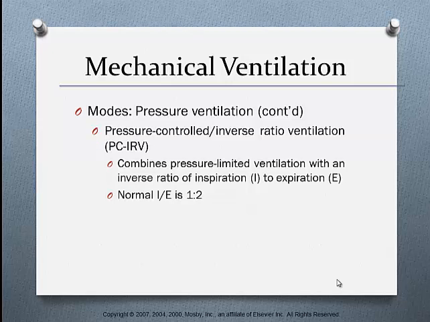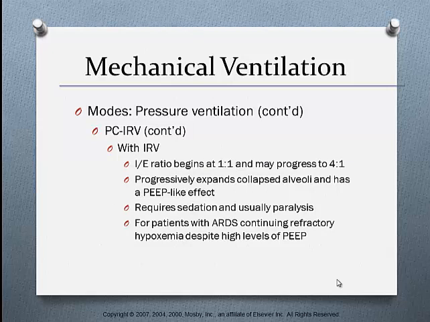PCIRV, the pressure-controlled inverse ratio ventilation. This combines a pressure-limited ventilation with an inverse ratio of inspiration to expiration. A normal I:E is 1 to 2. It can progress to be as much as 4 to 1. It progressively expands collapsed alveoli and has a PEEP-like effect. This does require sedation and usually paralysis. This is used for patients with ARDS, continuing refractory hypoxemia despite high levels of PEEP.